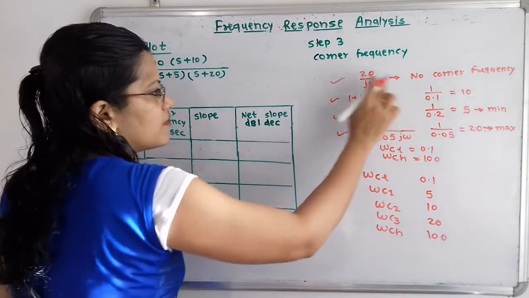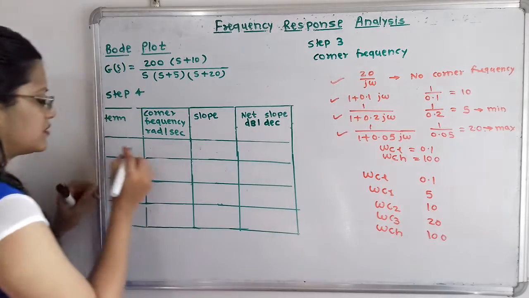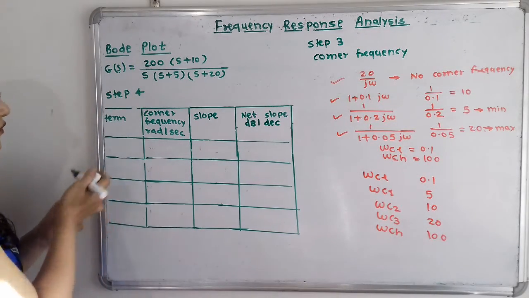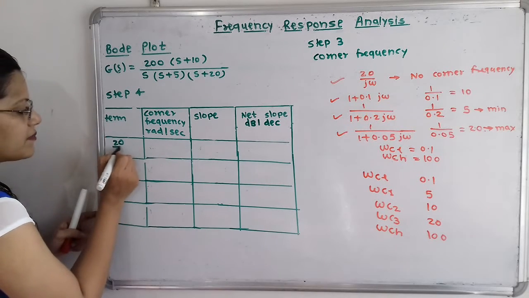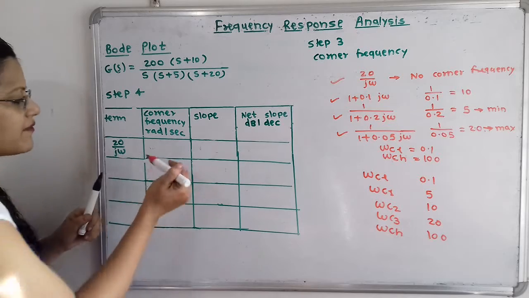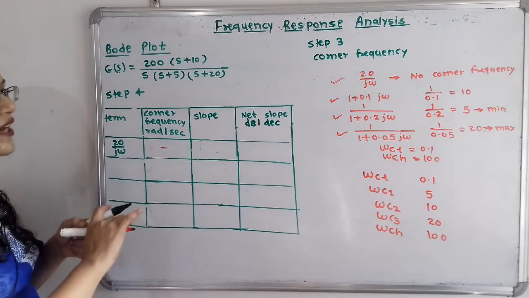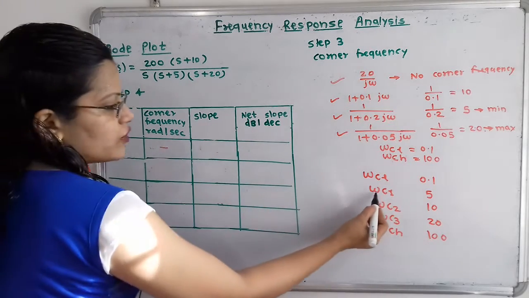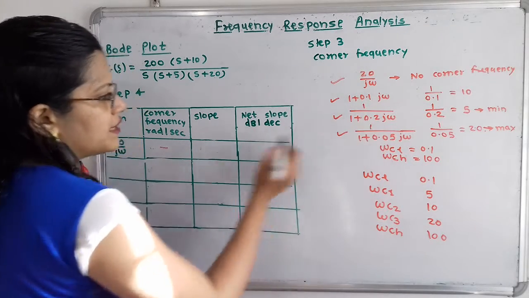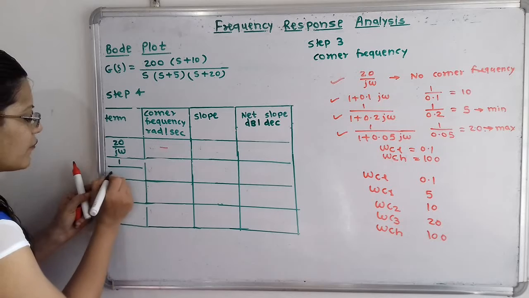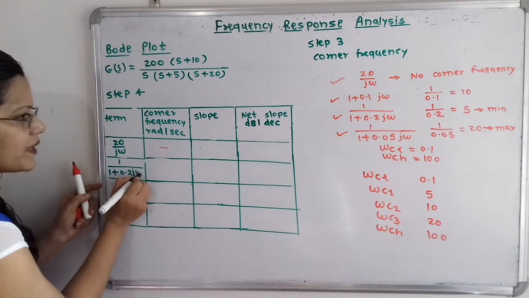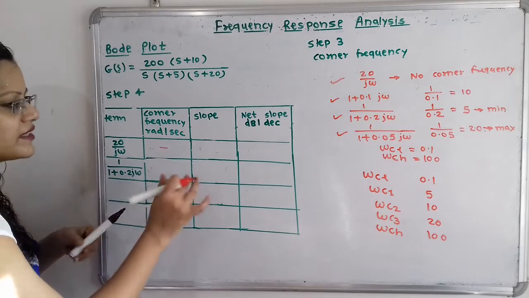Because here there is no corner frequency, I will select this first term, that is 20 by j omega. So the first term will be 20 by j omega, and no corner frequency is there. Now the next term we will select for omega C1, that is 5. So I will select here 1 divided by 1 plus 0.2 j omega. So for this the corner frequency is 5.